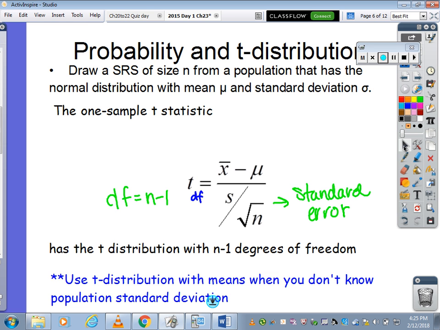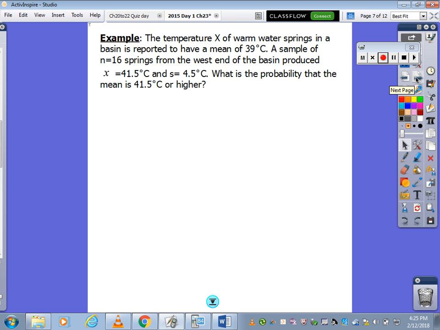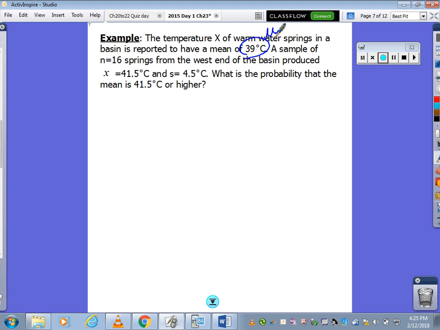All right, here's an example question. The temperature x of warm water springs in a basin is reported to have a mean of 39 degrees Celsius. That's our population value; that's what we're told to be true. A sample of n equals 16 springs from the west end of the basin produced a sample mean of 41.5 degrees Celsius with a standard deviation of 4.5 degrees Celsius. What is the probability that the mean is 41.5 degrees or higher? Since we're given s, we know we're going to be using a t-distribution.